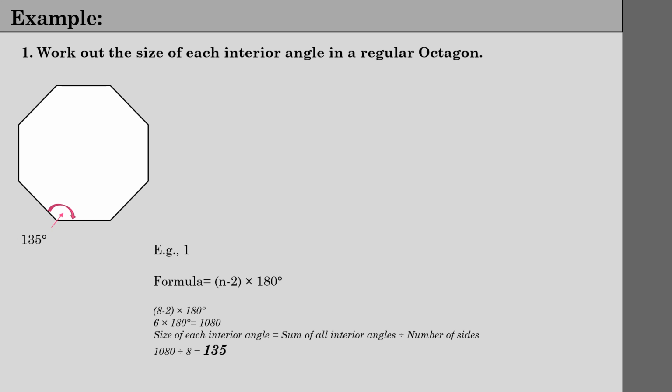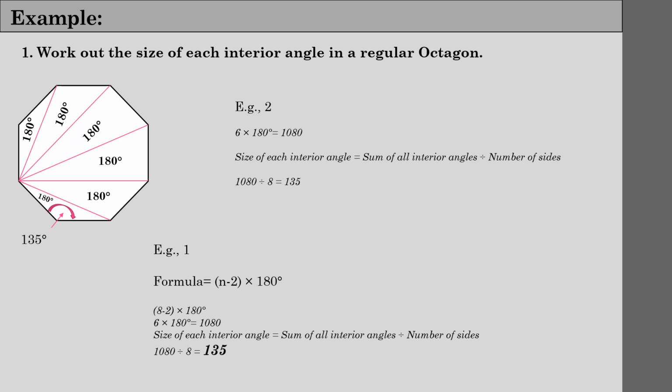Now another way of doing this same question is by making triangles within the octagon, drawing lines from one vertex to the other vertices, like these, and trying to find out how many triangles I can make here. So altogether I have 6 triangles. 6 times 180 is 1080, and 1080 divided by 8 sides is equal to 135 degrees for each angle. So here's a practice question for you all.